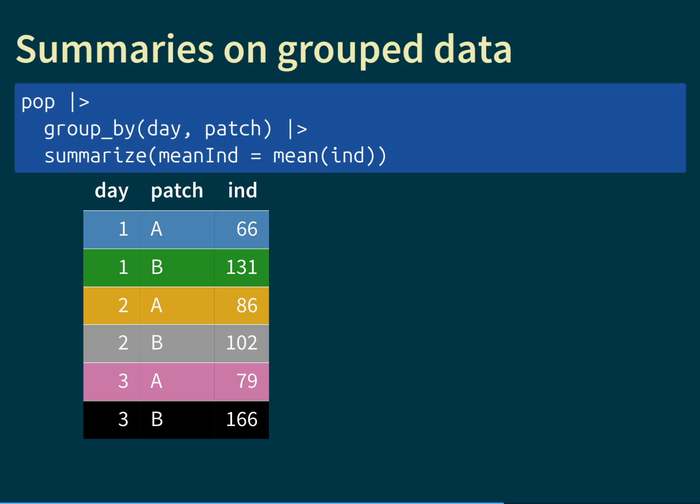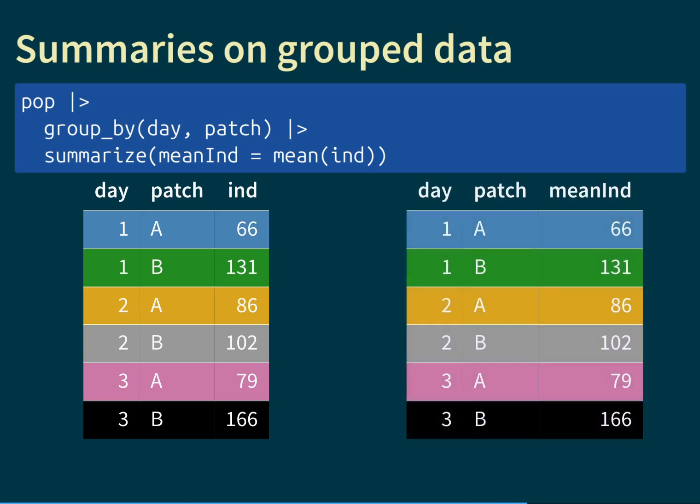Then in the yellow group, we have day 2 patch A, in the gray group, day 2 patch B, and then in the pink group, day 3 patch A, and in the black group, day 3 patch B. None of those match with one another, and therefore each of them form their own group. Therefore, if we compute the mean over them, we just get back the exact same table that we started with because the arithmetic average of a single number is itself.